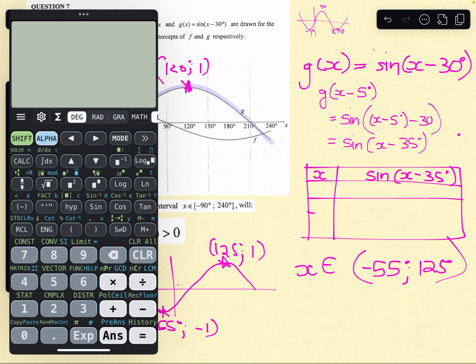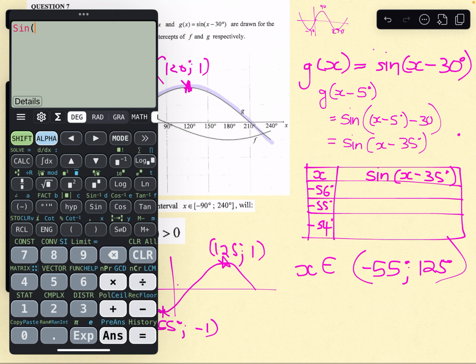Okay, we can just say what's happening at minus 55, what's happening at minus 56, which is just before it, and what's happening at minus 54, which is just after it. Okay, so let's calculate these.